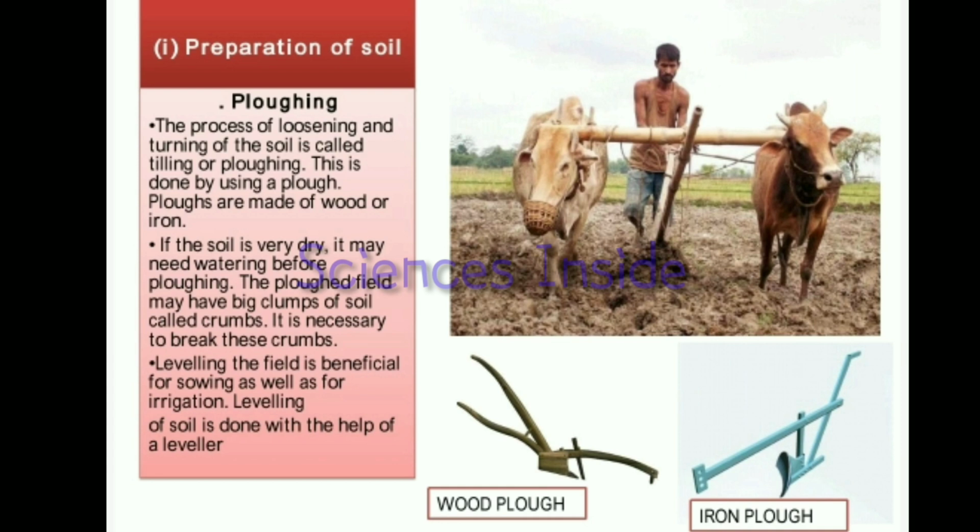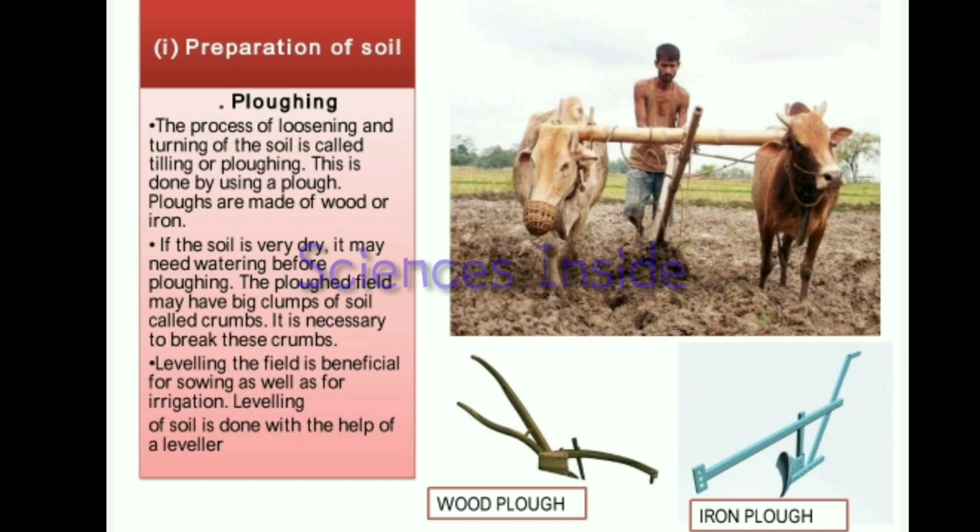Plowing is a process of loosening and turning of the soil. It is also called tilling or plowing. This is done by using a plow. Plows are made of wood or iron. If the soil is very dry, it may need watering before plowing.